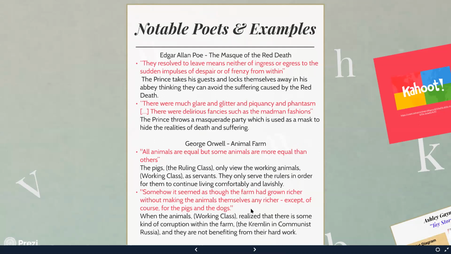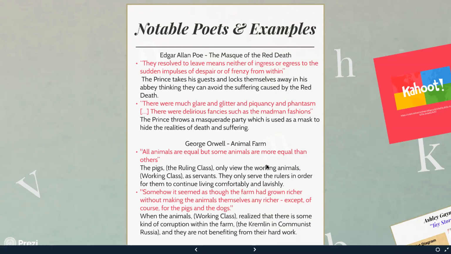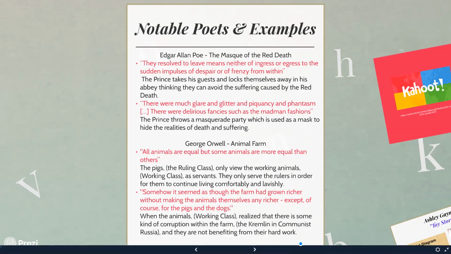The animals, the working class, realize that there is some kind of corruption within the farm, the Kremlin in communist Russia, and they are not benefiting from their hard work. So basically, even though Animal Farm takes place on a farm and they have animals, they actually represent something in real life.